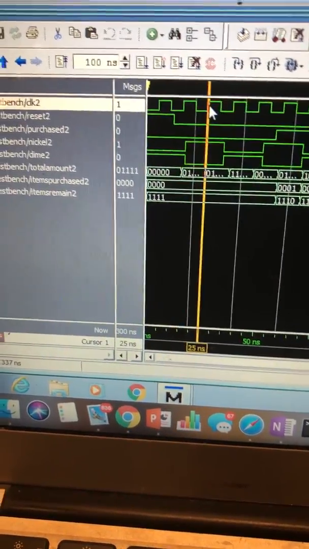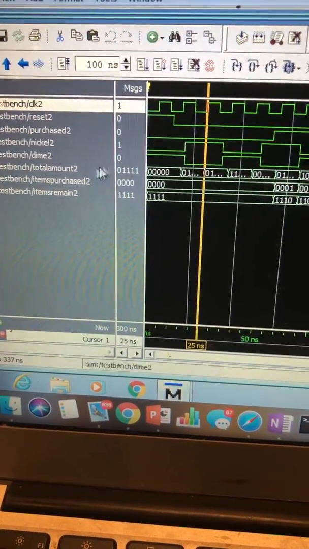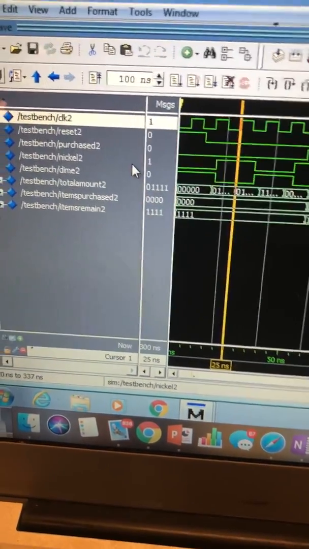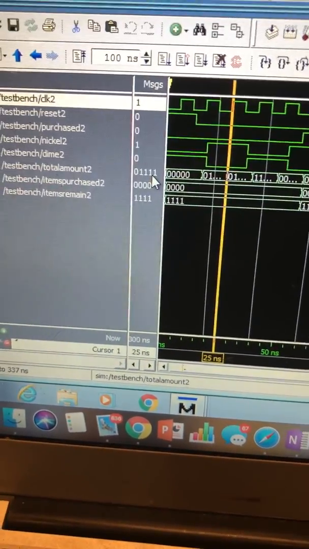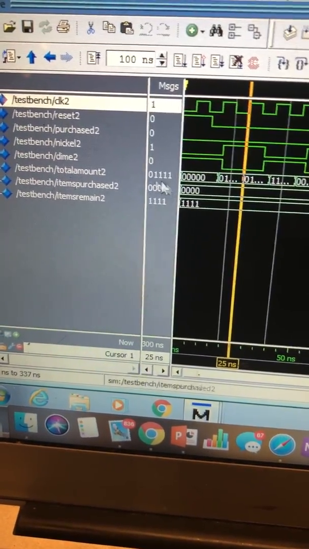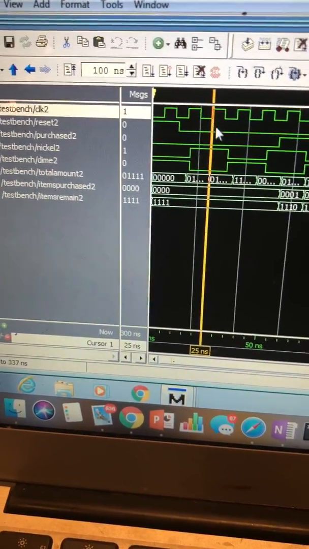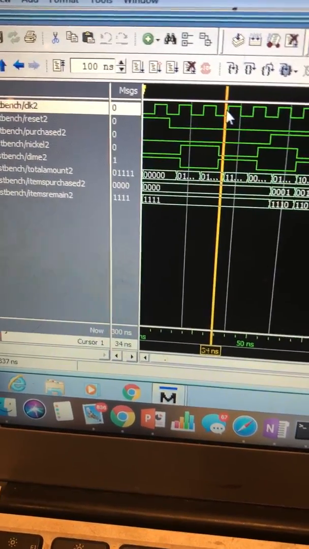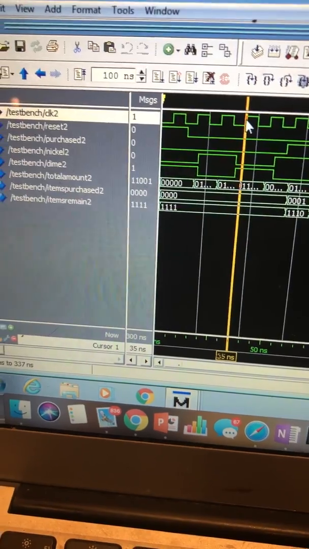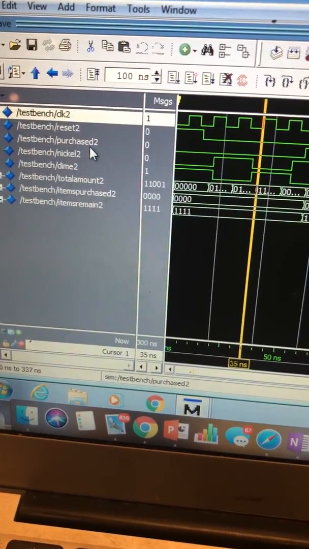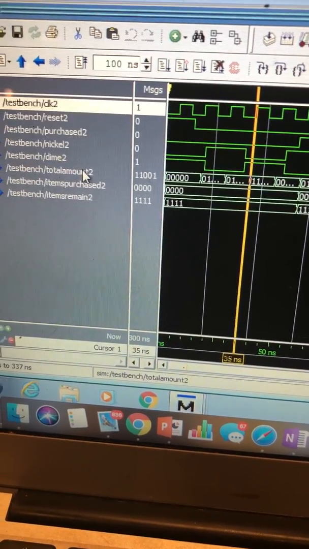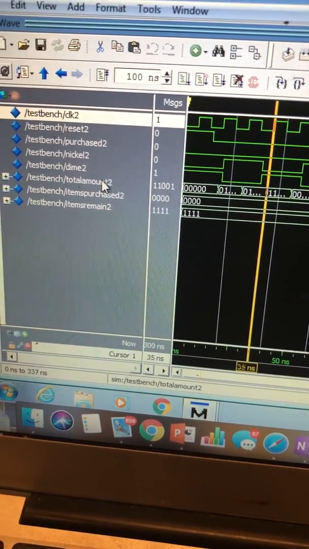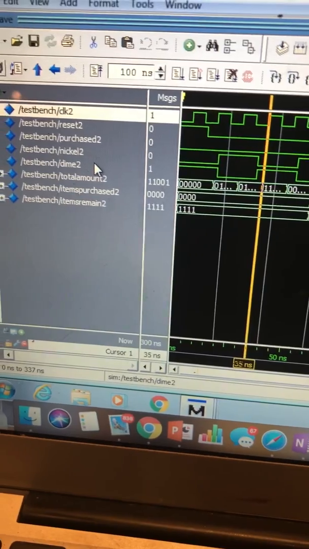On the next clock edge, we see that a nickel has been inserted, which means that our total amount should be 15, which we see here. Items purchased and items remaining have not changed, because purchase is still 0. On the next positive clock edge, purchase still had not changed, so items purchased and remaining are the same. Total amount is going to be incremented by a dime.